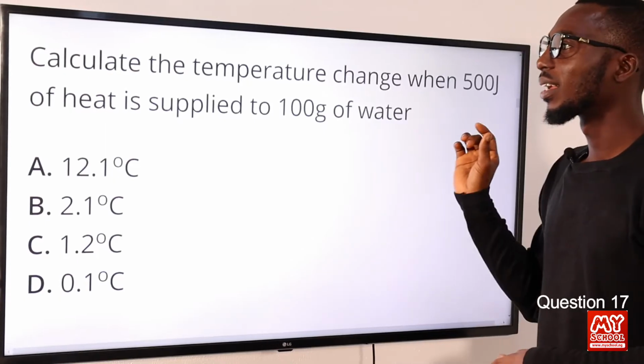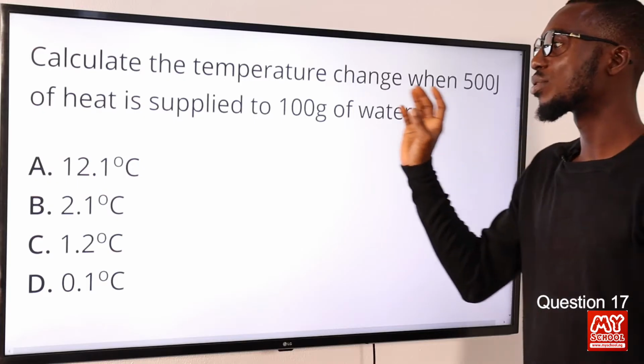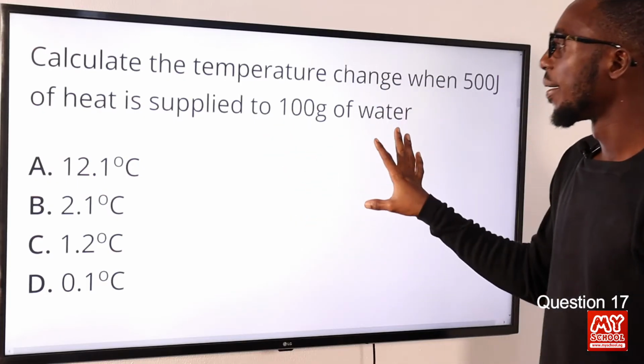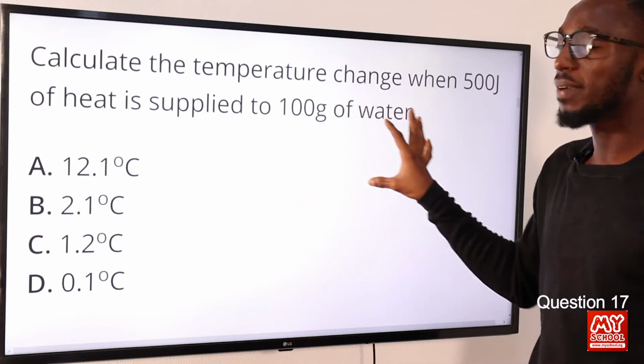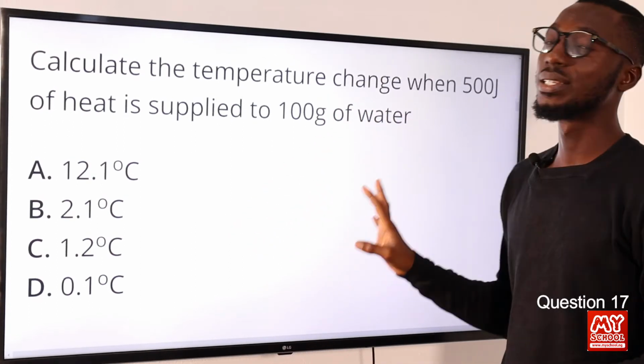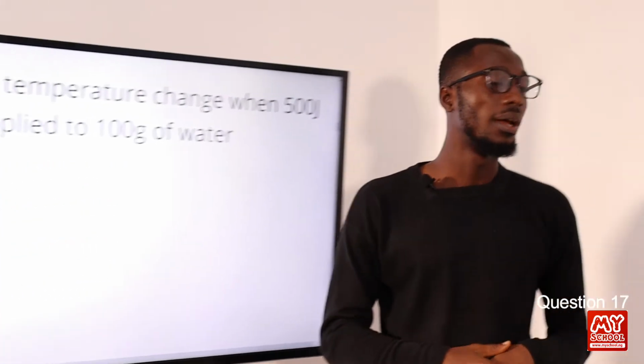17. Calculate the temperature change when 500 joules of heat is supplied to 100 grams of water. So we have to bring this gram to kilogram. Okay, so that will be 100 divided by 1000. That is 0.1 kg. So let's work around our formula.